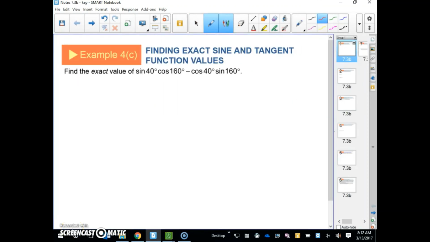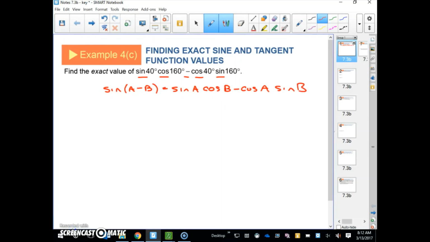Example 4c, find the exact value of sine 40 degrees, cosine 160 degrees minus cosine 40 degrees, sine 160 degrees. You need to see this pattern. Sine, cosine, minus, cosine, sine. Okay? Sine, cosine, minus, cosine, sine. It should make you look at the formula, look at your formula sheet, and it should look like this one. Okay, you're looking at that pattern.